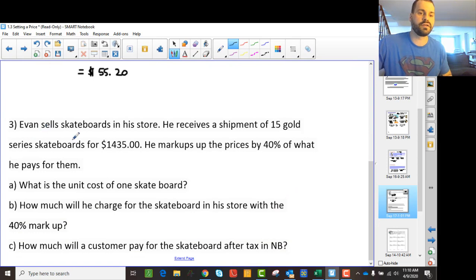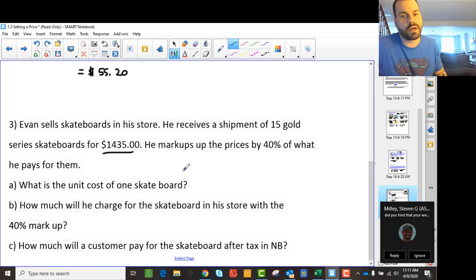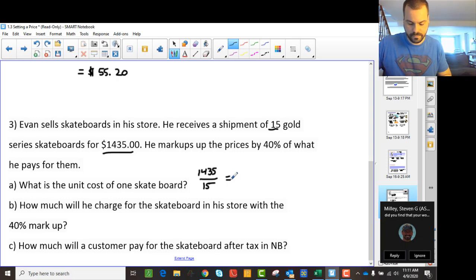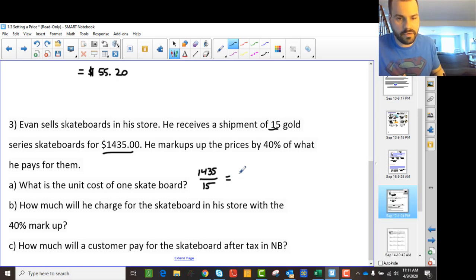Okay, the next question says Evan sells skateboards in his store, and the skateboard is $1,435. He marks up the prices by 40%. Okay, but he got a shipment of 15. So the first part of this is, what's the unit cost of one skateboard? We're going to take $1,435 and divide it by 15, right? Cost over quantity. So 1435 divided by 15 is 95.67. All right, so that's the cost per skateboard.